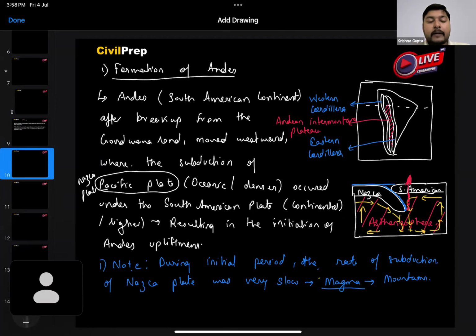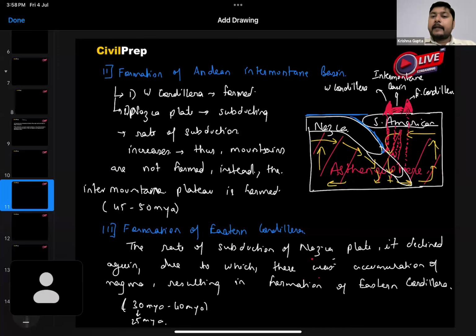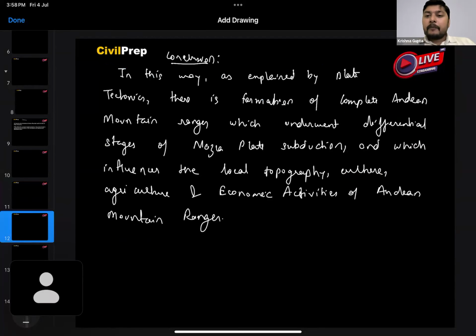then the Eastern Cordillera. Then we are seeing first the formation of the Western Cordillera. Then in the next phase, we are looking at the formation of the Andean Intermountain Basin, which is present here. Then there is formation of the Eastern Cordillera. Then we are concluding the answer with the complete formation of the Andean mountain ranges with the help of plate tectonics, and how this plate subduction is explained well and is influencing the local topography, culture, agriculture, and economic activities of the Andean mountain ranges.